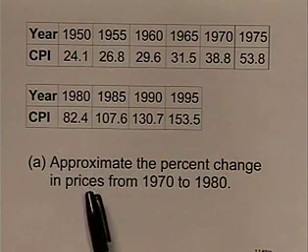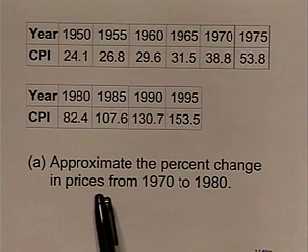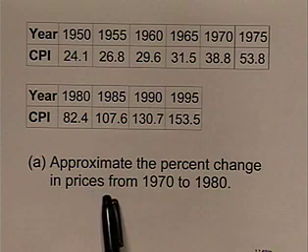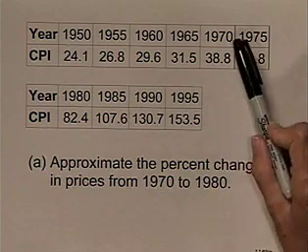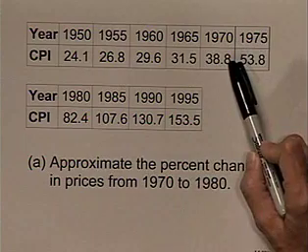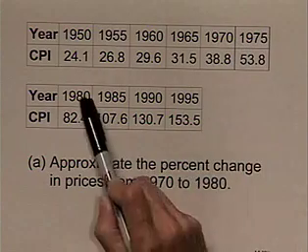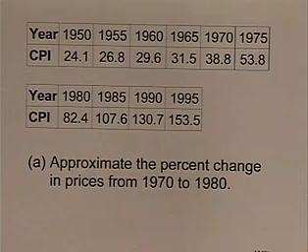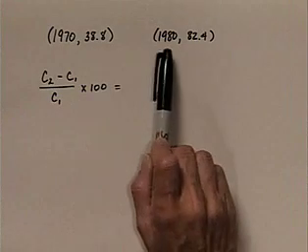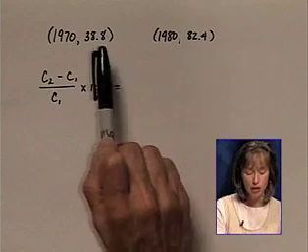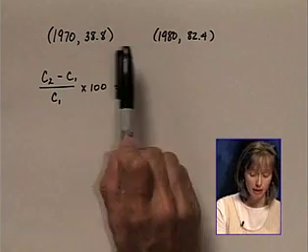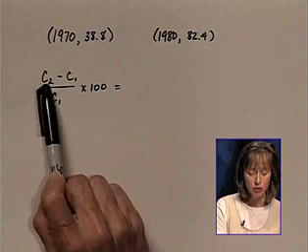Here's the first thing that we want to do. We want to approximate the percent change in prices from 1970 to 1980. Well, in 1970, the CPI was 38.8. In 1980, the CPI was 82.4. I have that information written down on a sheet of paper. 1970, 38.8. 1980, 82.4.